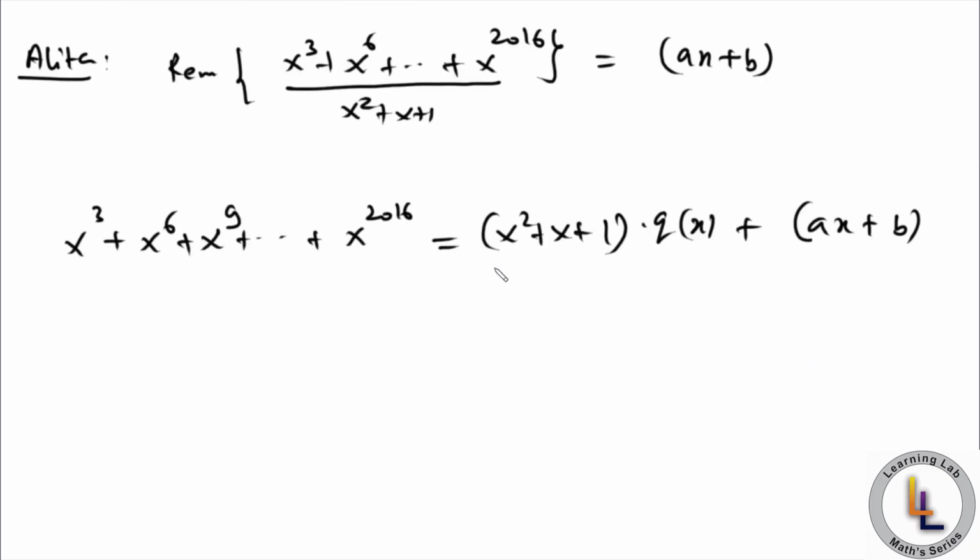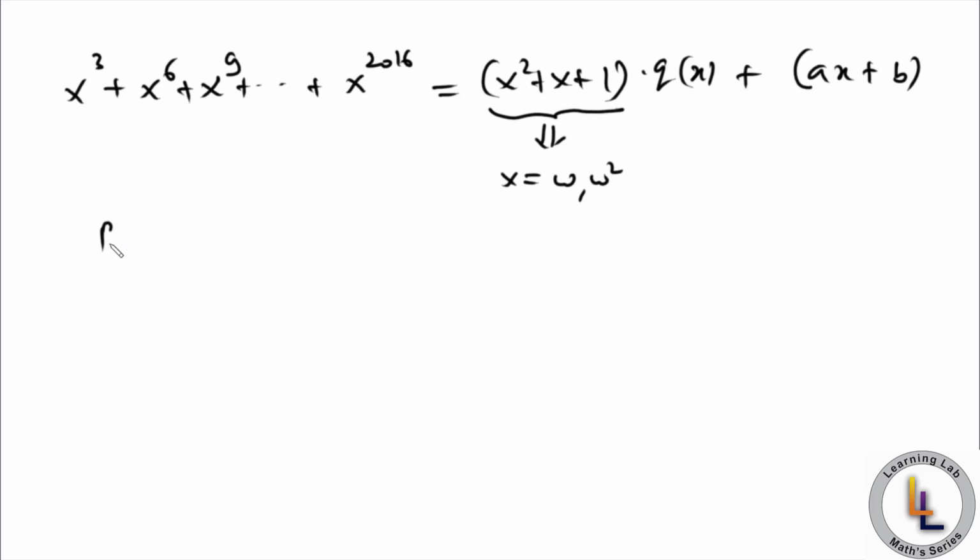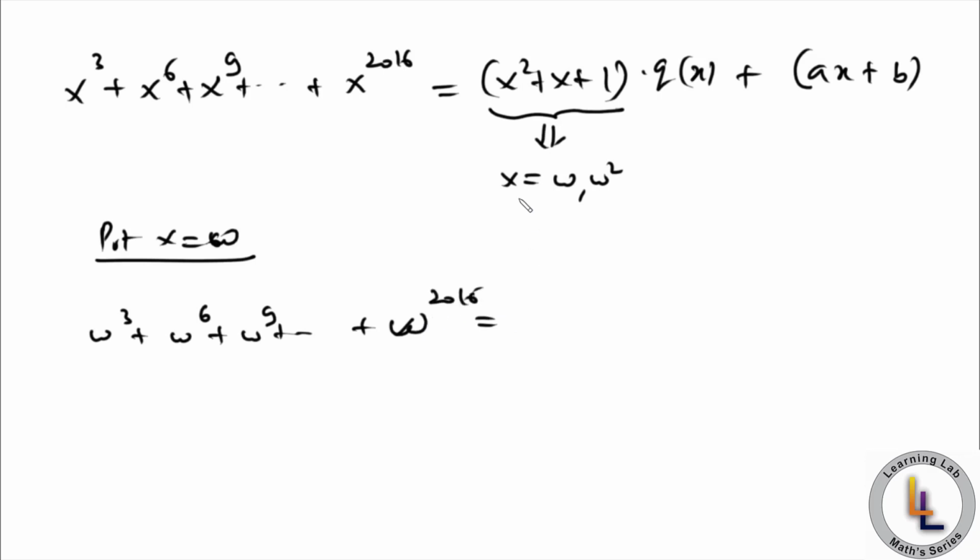Now see this expression x square plus x plus 1. Obviously the roots of this equation are the cube roots of unity, omega and omega square. If you remember, the roots of x square plus x plus 1 are the complex cube roots of unity. So I am putting x equals omega. If we put x equals omega, we get omega cube, omega raised to power 6, omega raised to power 9 up to omega raised to power 2016 equals, this part becomes 0, and here we get a omega plus b, right?